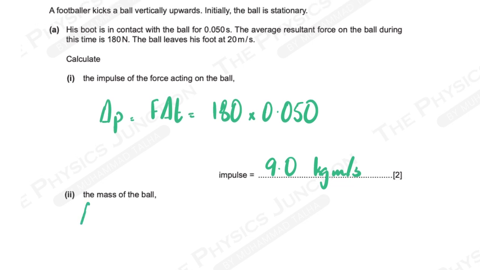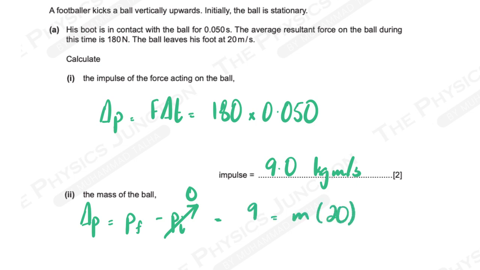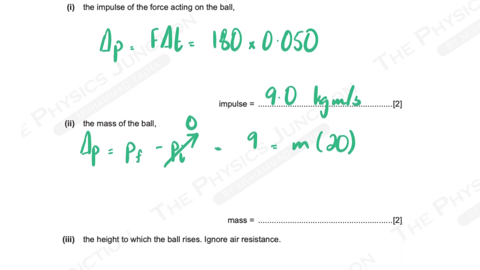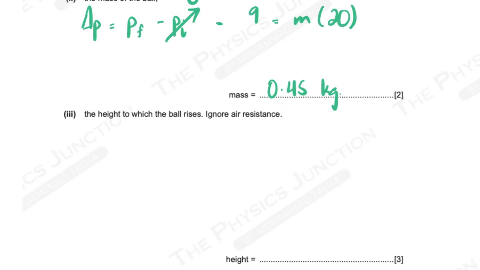So the impulse is basically Pf minus Pi, with Pi being 0 because it does not have any initial momentum, which I just found out as 9, and this is equal to mv, mass times its velocity, which is 20. So then you can just find out the mass, which I'm pretty sure is 0.45 kg. The height to which the ball rises, ignore air resistance.